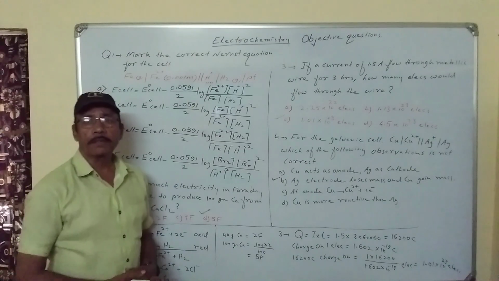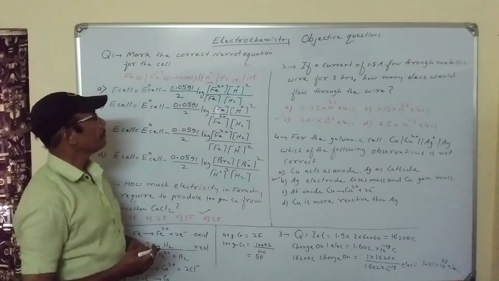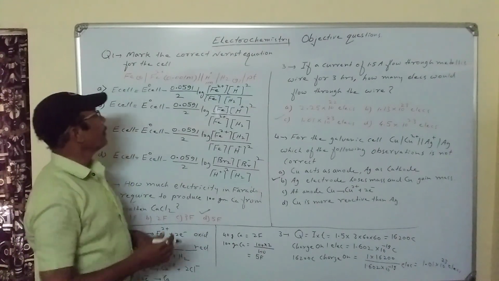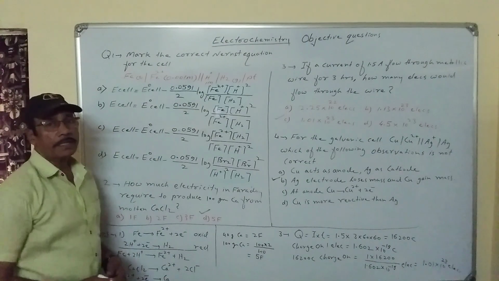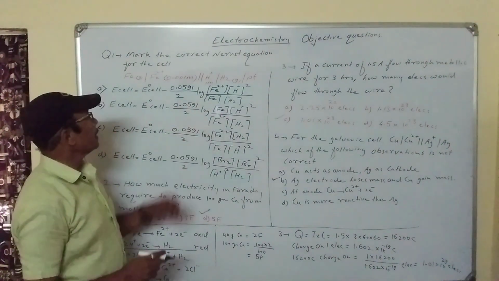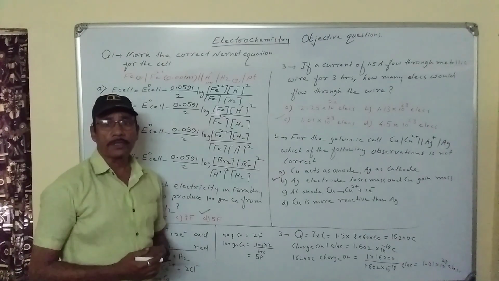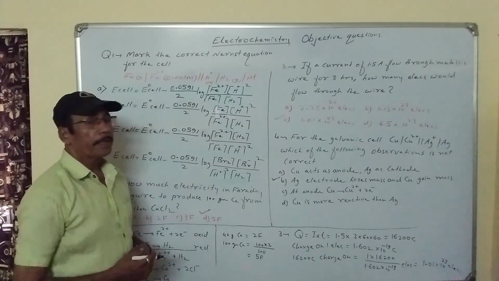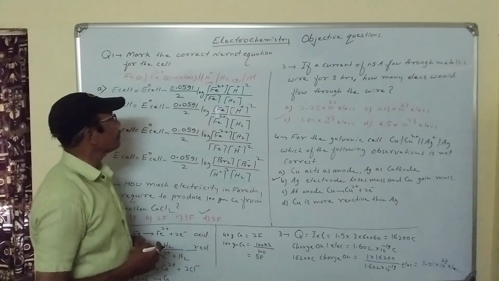Objective questions of electrochemistry. Now these objective questions, the first one: mark the correct Nernst equation for the cell. The Nernst equation can be used to determine electrode potential or cell potential.